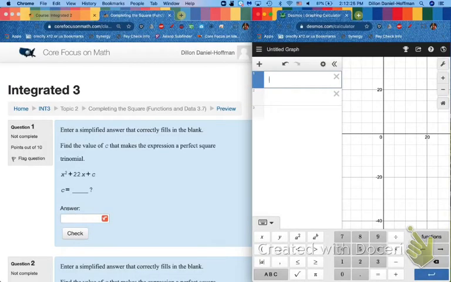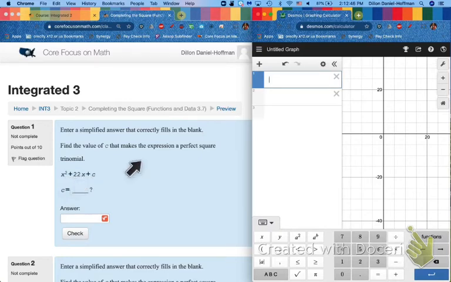It says, enter a simplified answer that correctly fills in the blank. Find the value of c that makes the expression a perfect square trinomial. X squared plus, and then you have some different number than me. So you have an x squared, you have an x, you have a c, but I guarantee you this number here is probably different. Here are going to be the steps to determine what this c is.